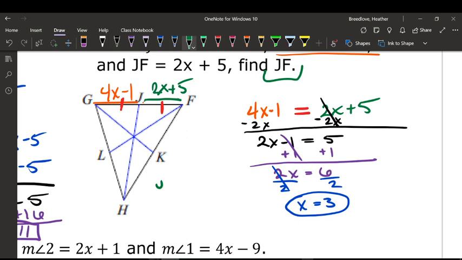So I need to find JF. And JF is 2, but instead of x, since I know what x is now, I'm going to do blank parentheses plus 5. And then I'm going to take x is 3 and plug it in the blank. Anytime I have a variable that I've solved for and I'm plugging it back into a formula, I always write it with blank parentheses and then fill it in.